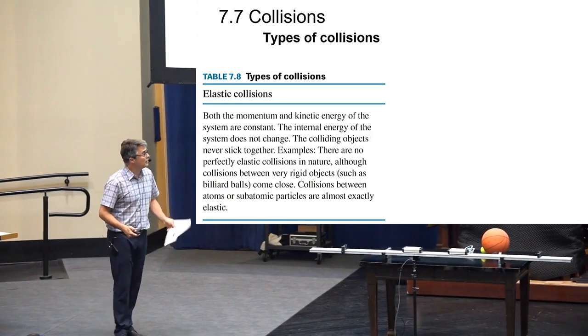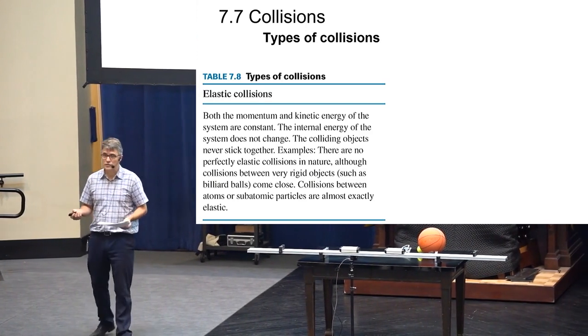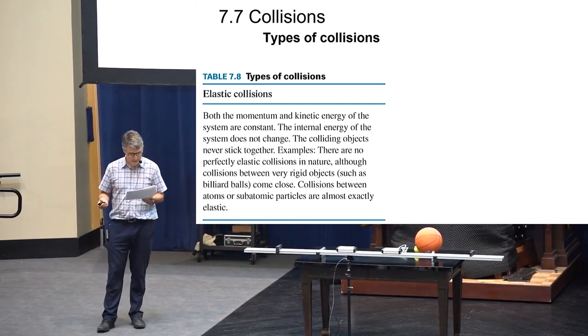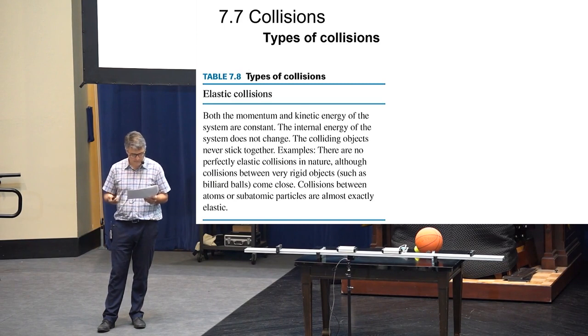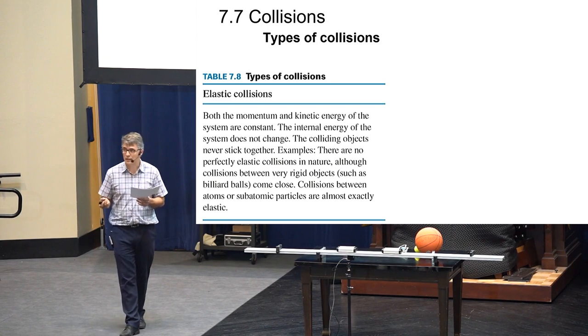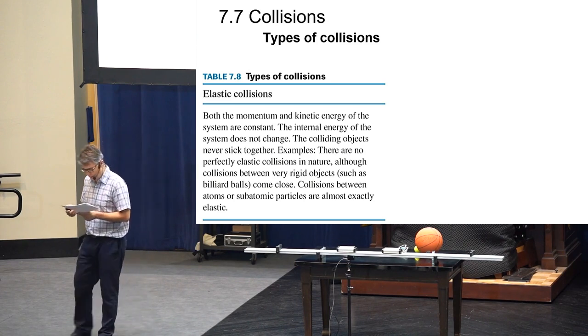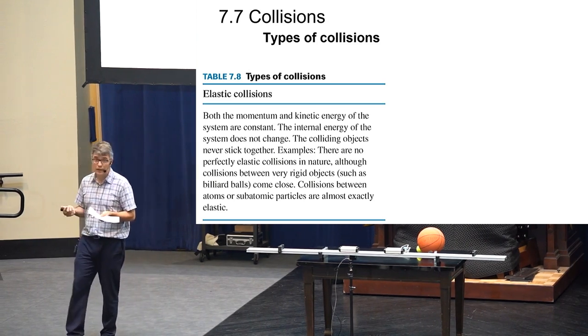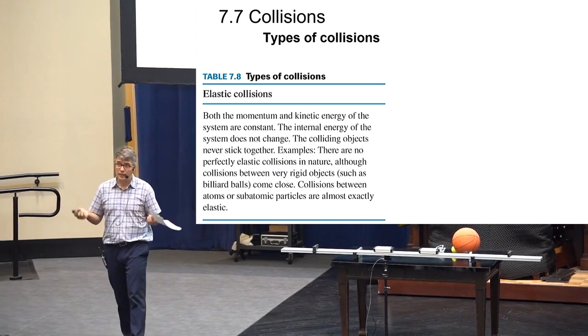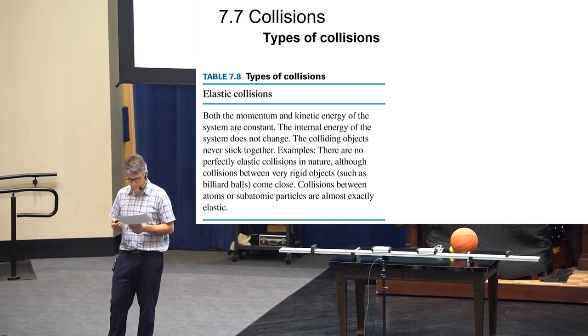So we've got three types of collisions. Elastic collisions, in which the momentum and the kinetic energy of the system are constant, so the internal energy does not change. I guess it's sort of an ideal case. There are no perfectly elastic collisions in nature, although if it's very rigid objects, such as billiard balls, they come kind of close. There's not much heat or energy lost. Also, subatomic particles, when they collide, have quite elastic collisions as well.